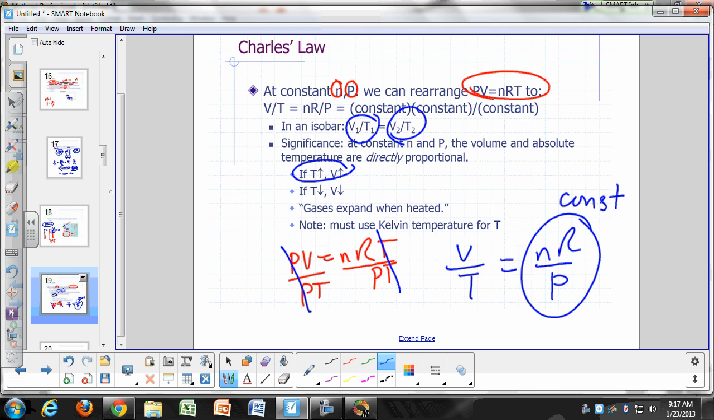That means if you heat a gas, what happens to it at constant pressure? It expands. If you cool a gas at constant pressure, it will contract. Okay, so gases expand when heated, provided the pressure is constant. And note here that the temperature we have to use must be temperature in Kelvin, absolute temperature.